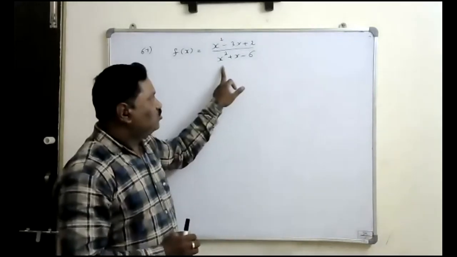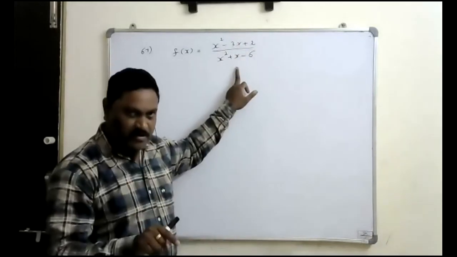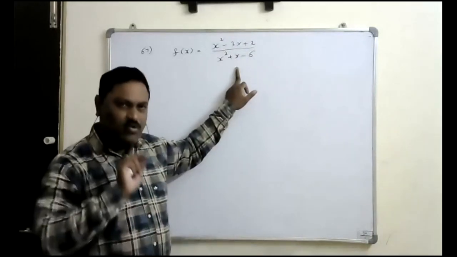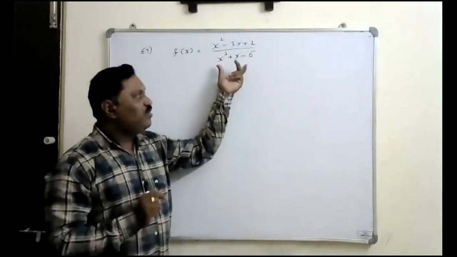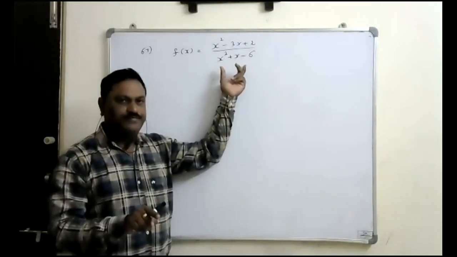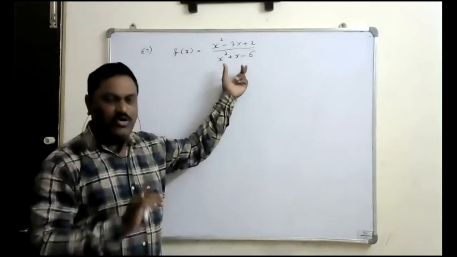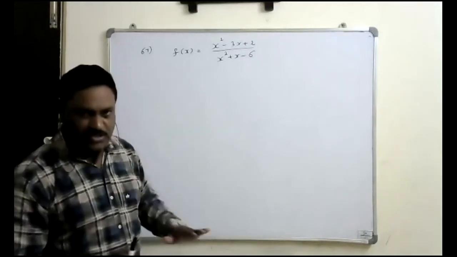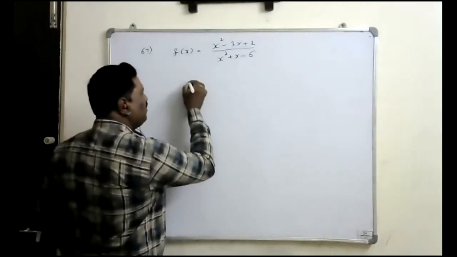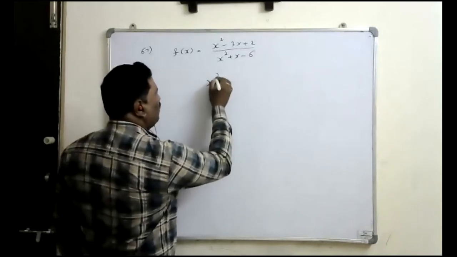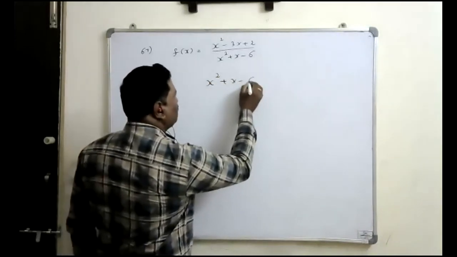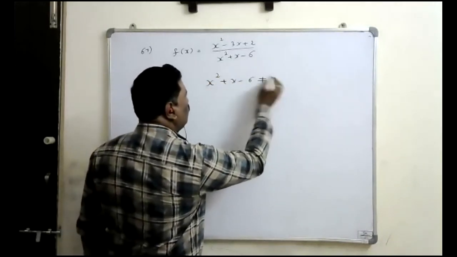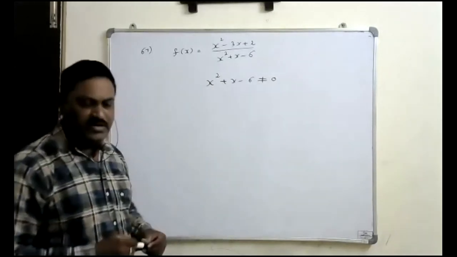Only the denominator. So this function is going to define if the denominator is not equal to 0. If the denominator is equal to 0, then something by 0 is not going to define. That's why denominator is not equal to 0, only you have to consider. Means here the condition is that x square plus x minus 6 is not equal to 0.